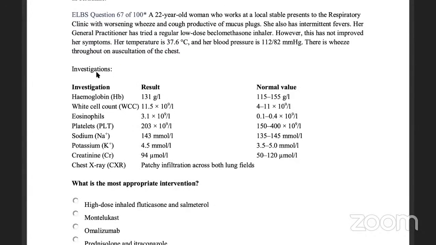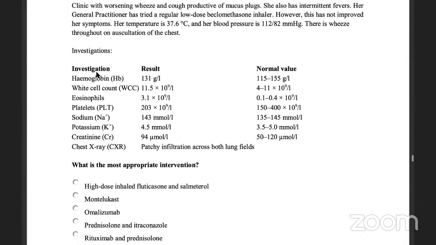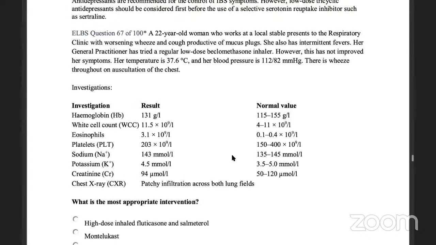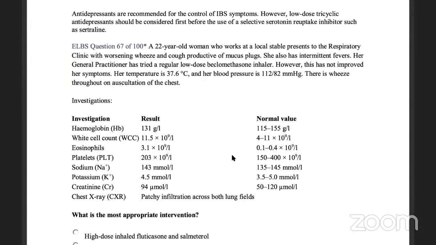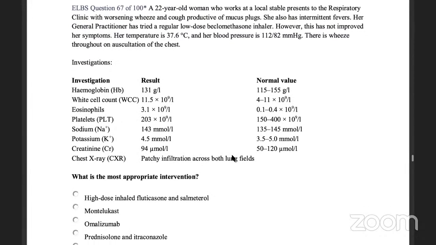What is the most appropriate intervention? Patchy infiltrates across the lung field. A 22-year-old woman who works at a local stable presents to the respiratory clinic with worsening cough productive of mucus plugs. She also has intermittent fever. Her GP has tried regular low-dose steroid inhaler, however this has not improved her symptoms. Her temperature is 37.7, and there is wheeze throughout auscultation of the chest. Eosinophil count is raised at 3.1. Chest X-ray shows patchy infiltration across both lung fields. What is the most appropriate intervention?